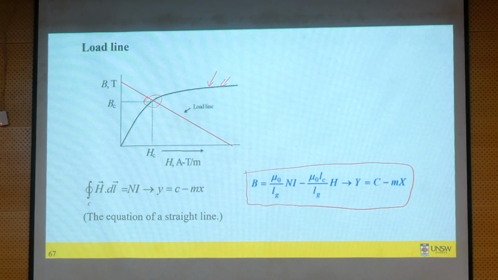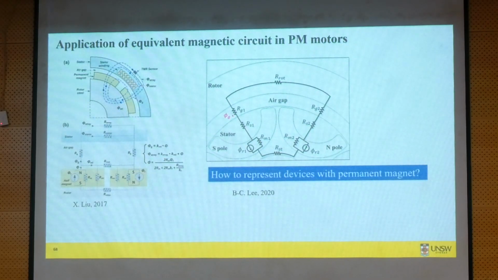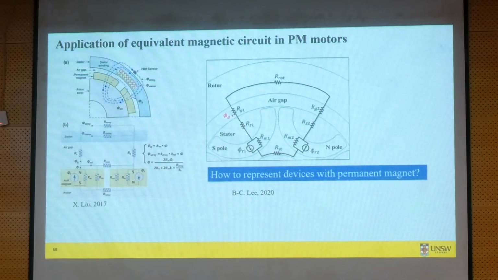And we must know the geometry. So some limitations: we must know the BH characteristic, and we must know the geometry of the motor very well to use this type of method. Okay, the load line concept can also be used with permanent magnets, to see where the magnet will operate when it is in a motor or in a magnetic device.